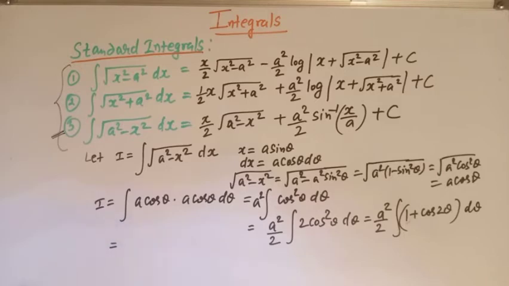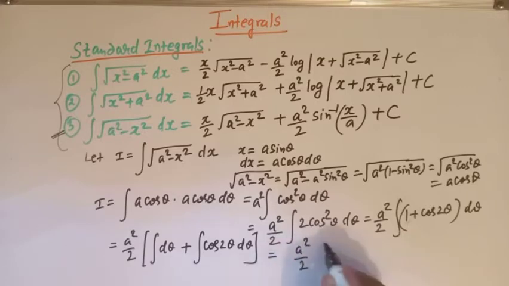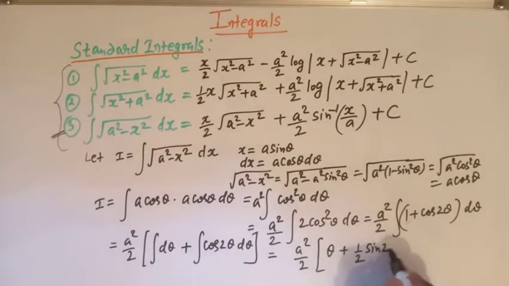So this can be written as a square by 2, and the first one is the integral of d theta, the second one is the integral of cos 2 theta d theta. Clear? The integral of d theta is theta, and the integral of cos 2 theta is half sine 2 theta, plus c. Clear? Okay.